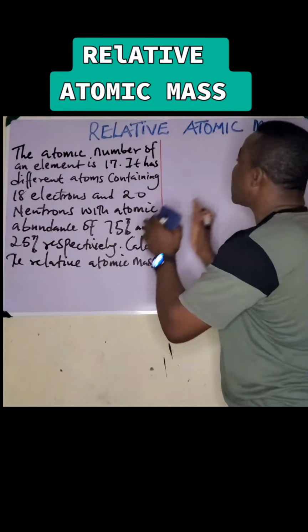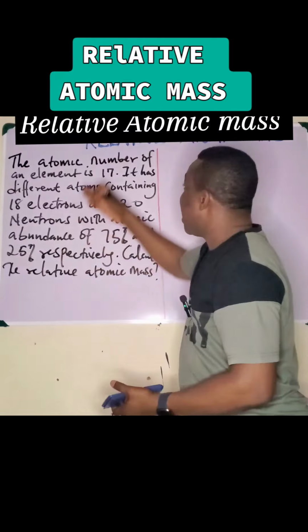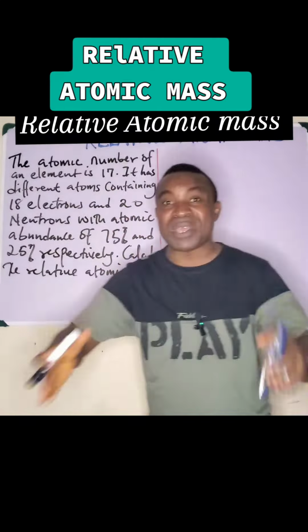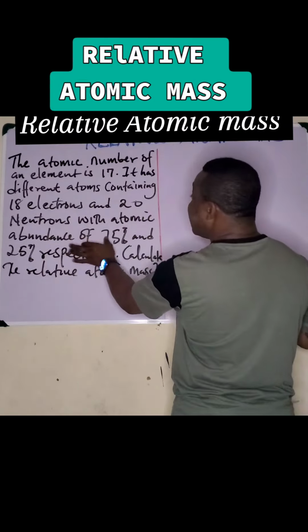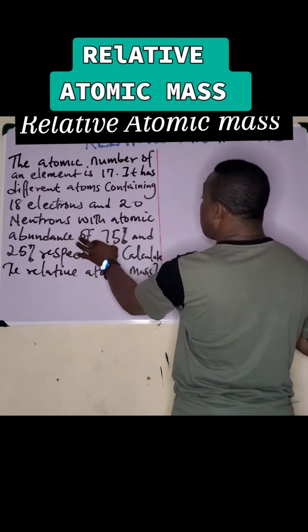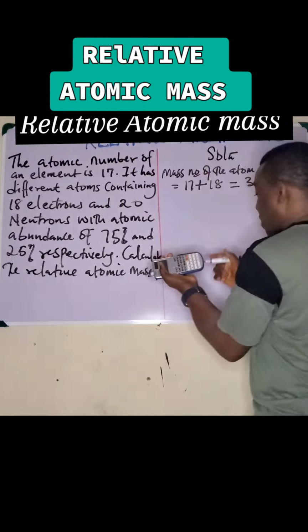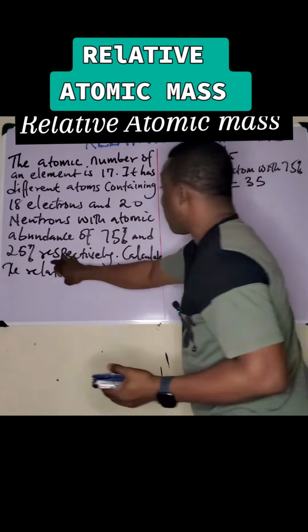So if you check the question, you will see that this question is talking about isotopy, isotopes of an element. So the element involved here is isotopic in nature. So when we are going to calculate the mass number of the element when its relative abundance is 75, the mass number is 18 plus 17, which is 35. Then the second step is to get the mass number of the atom with 25%.